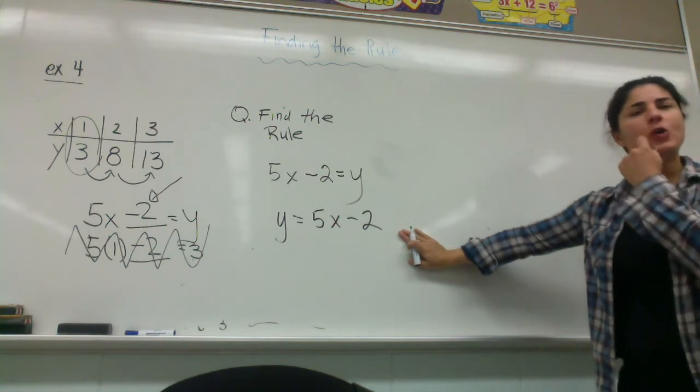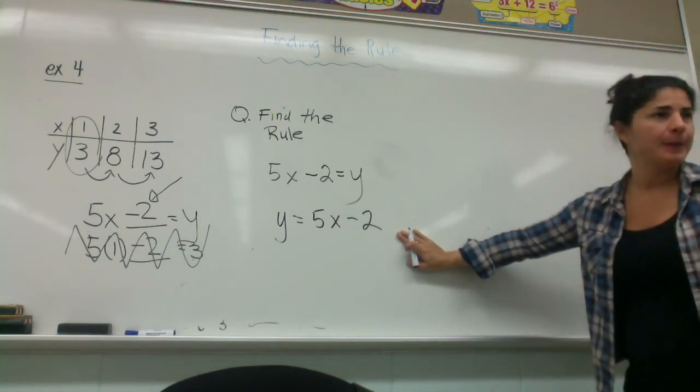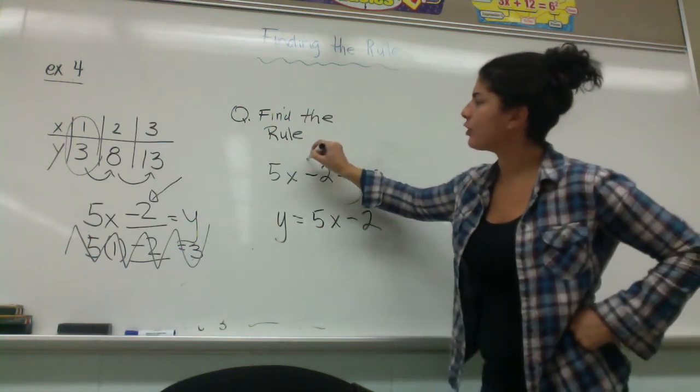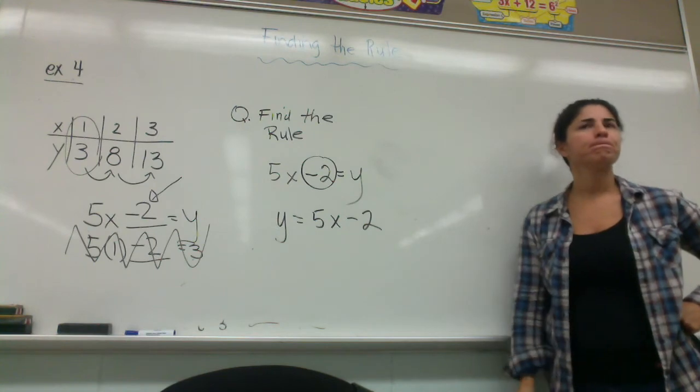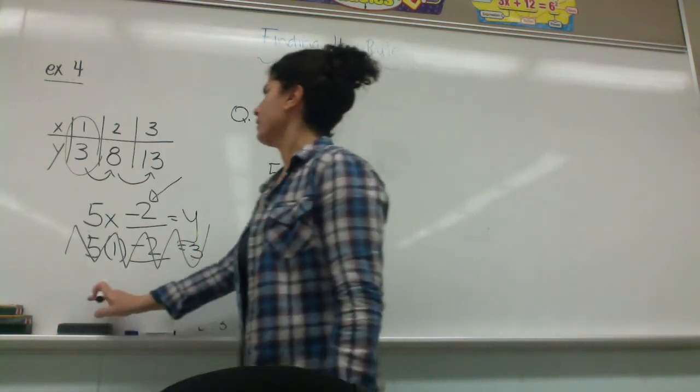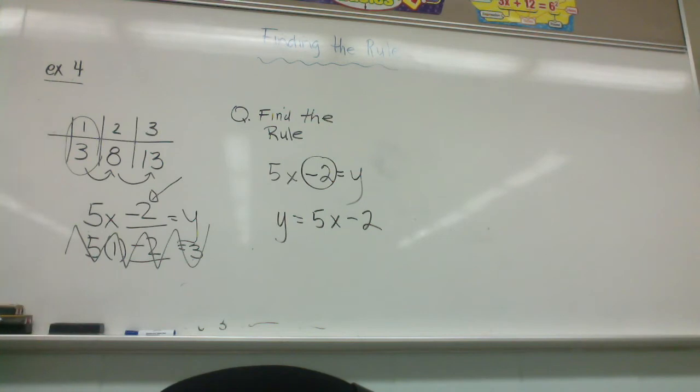Now, I want you to know where the initial value comes from on the table of values. Do you know where this minus 2 comes from on the table of values? I'll give you a hint. It starts from, let's see, the 0. Exactly. So it's at the 0. This is your initial value at 0.